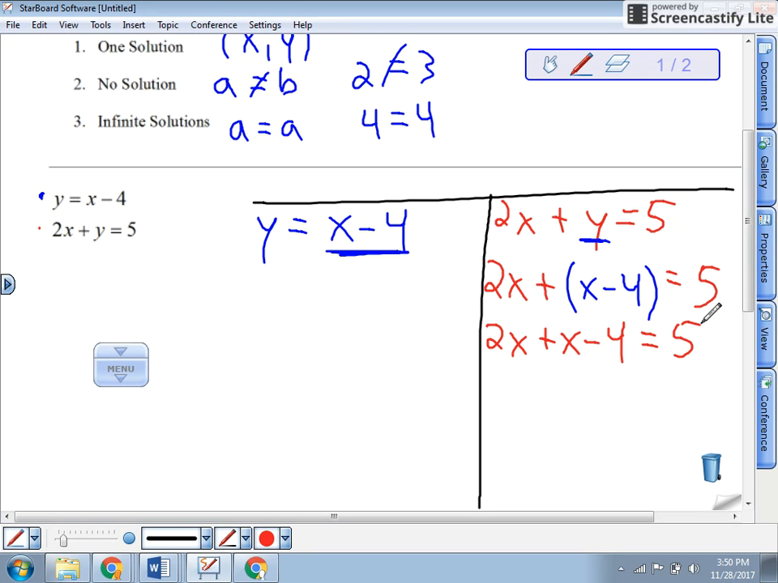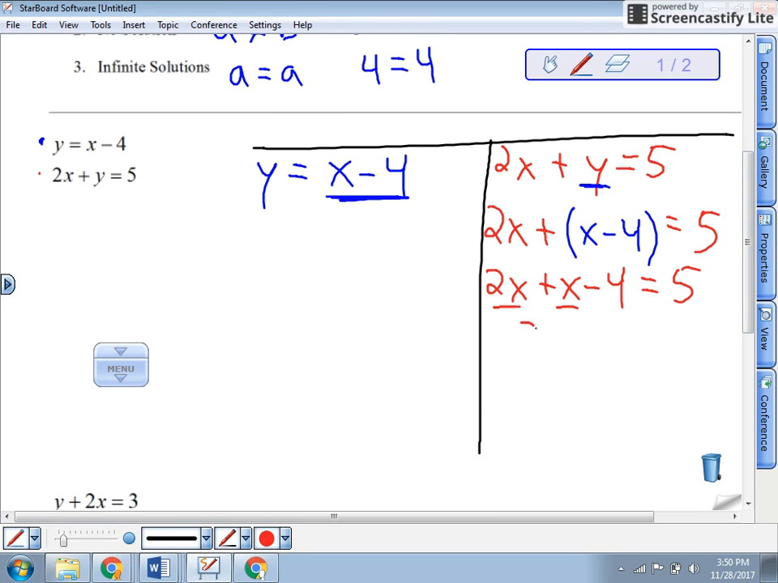Now it becomes a simple algebra problem. I'm going to combine my like terms. So I get 3x minus 4 equals 5. Since that's a minus 4, I know I need to add 4 to each side. So I get 3x equals 9. Then I'm going to divide each side by 3. So x equals 3.